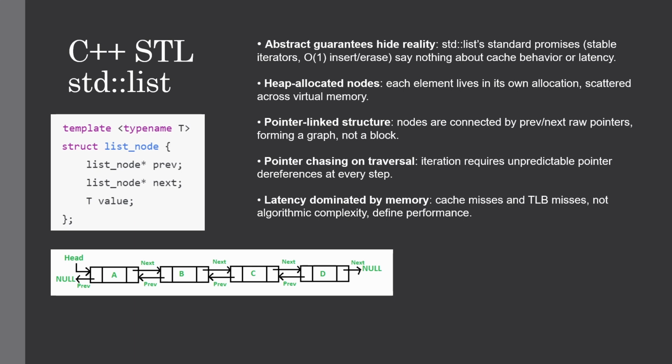To reason about this concretely, it is useful to write down the conceptual node structure that all mainstream implementations converge on. On the left side of the screen, you can see template typename T, struct list node with a pointer prev, a pointer next, and a value of type T. Even though you cannot rely on this exact layout portably, reasoning in these terms is accurate enough for the performance analysis.